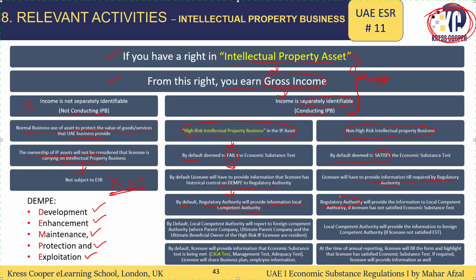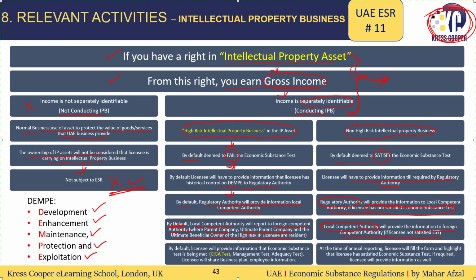Here the regulatory authority will provide information to the local competent authority if the licensee has not satisfied the economic substance test. In case of high risk intellectual property business, the local competent authority will provide information to the foreign competent authority. In case of non-high risk intellectual property business, the local competent authority will provide the information to the foreign competent authority if the licensee has not satisfied the economic substance test.